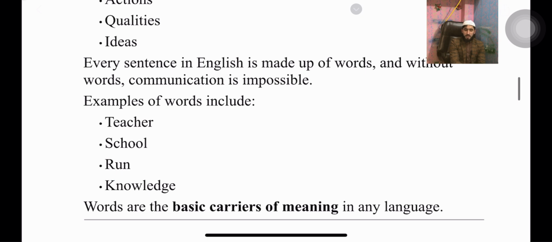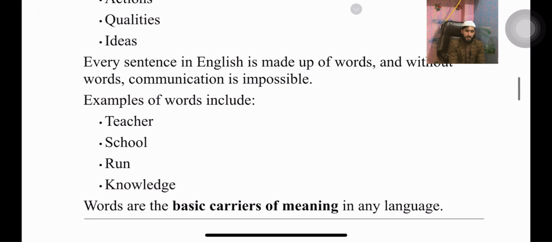Examples of words are teacher, school, run, knowledge, etc. Words are the basic carriers of meaning in any language.